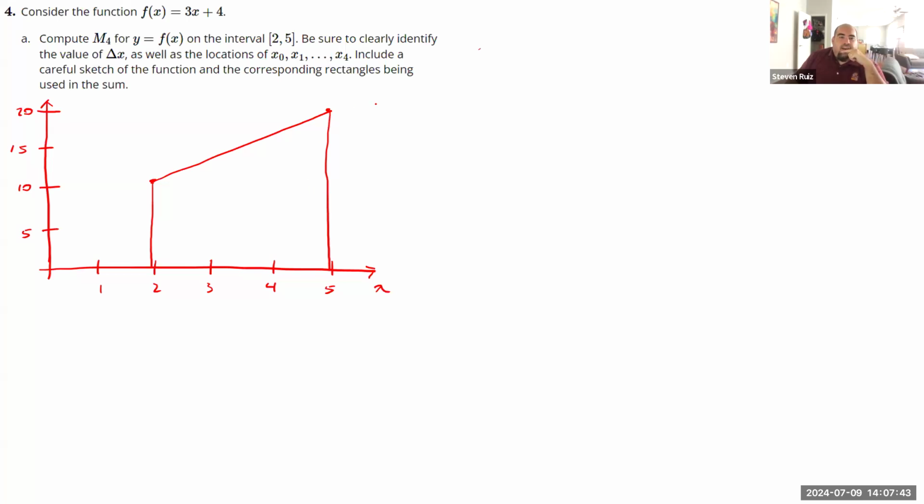All right, so let's find the value of delta x. Basically, for a midpoint Riemann sum, we want all of the subintervals of 2, 5 to be the same width. So let's take this interval and divide it appropriately. The width of the full interval will be 5 minus 2, which is 3, and I want to divide that by 4. So that'll give me a delta x of 3/4, or 0.75.